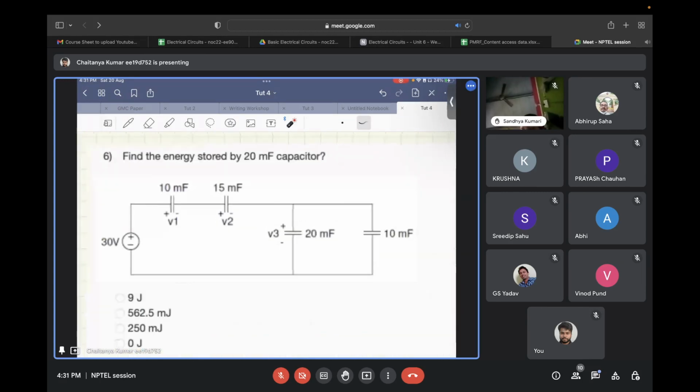So okay, now let's come to this question. You need to find, in this capacitor network that is given to you, the energy that is stored on the 200 millifarad capacitor. So please try it out.